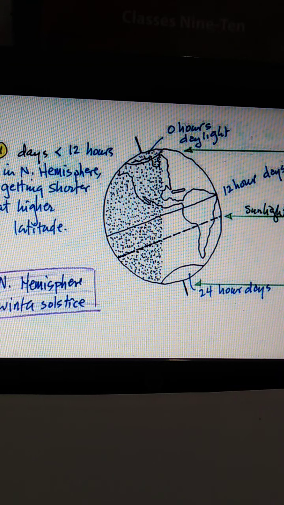1.5 months before 22nd December and 1.5 months later than 22nd December, for these 3 months, winter season prevails in the northern hemisphere, while it is summer season in the southern hemisphere.